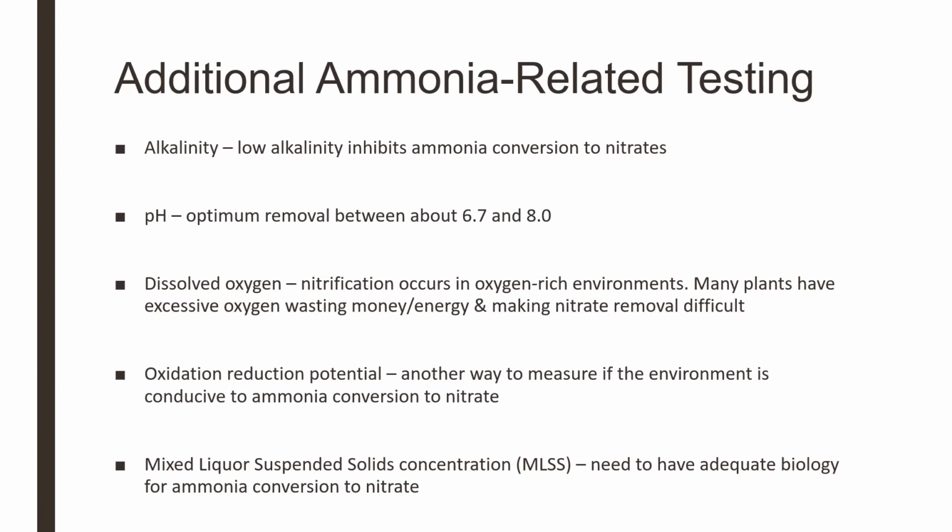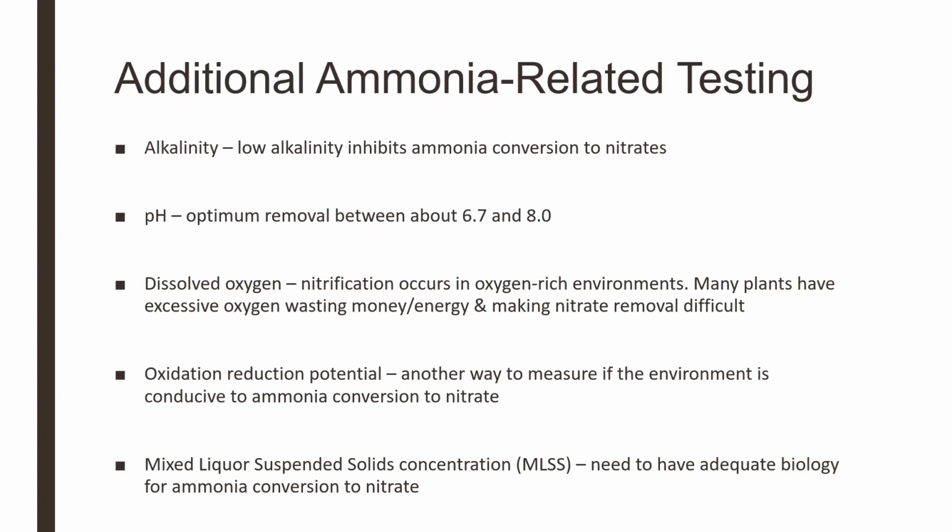Ammonia removal, somewhat related to alkalinity, is pH. The optimum removal is typically between about 6.7 and 8. So most plants have the capability to test for pH. If you're outside of this range, more likely than not on the low side, you may have ammonia removal problems.